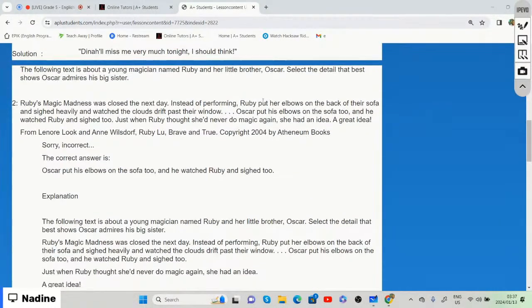It says here, Ruby's Magic Madness was closed the next day. Instead of performing, Ruby put her elbows on the back of the sofa and sighed heavily and watched the clouds drift past the window. Oscar put his elbow on the soft sofa too, and he watched Ruby and sighed too. Just when Ruby thought she'd never do magic again, she had an idea. What? She had an idea, a great idea.